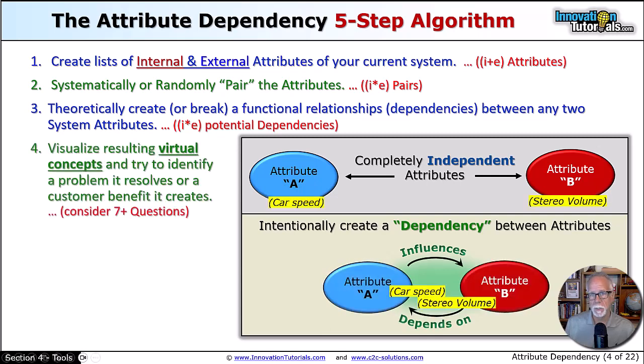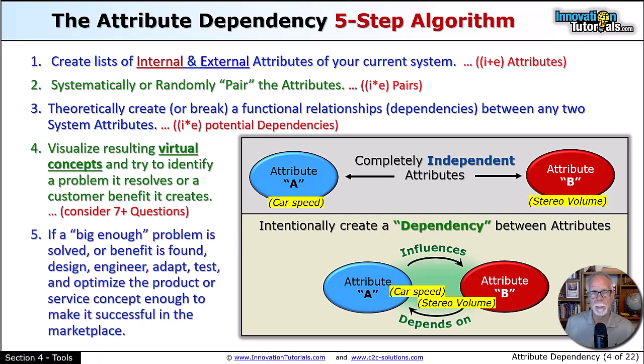Step 4 is to visualize the resulting virtual concept and try to identify a problem it resolves or a customer benefit it creates. And in step 5, if a big enough problem is solved or benefit is found, then we design, engineer, adapt, test, and optimize the product or service enough to make it successful in the marketplace.